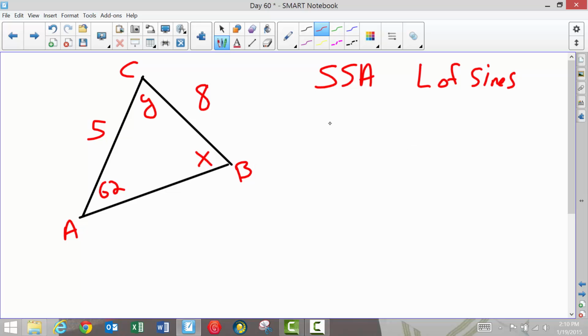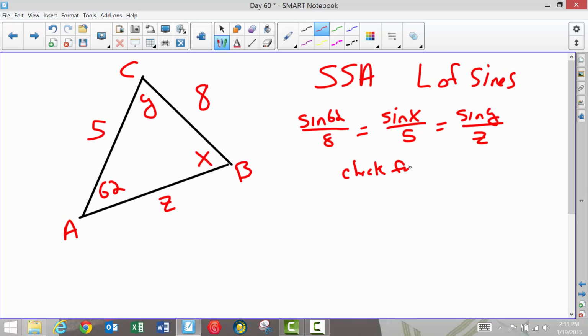So I know it's going to be the sine of 62 over 8 equals the sine of x over 5 equals the sine of y over, we don't know this, so I'll just label it as z. I'm not solving for z, I just want x and y. So it's side-side-angle, so I have to do my three criteria. I have to check for two answers.